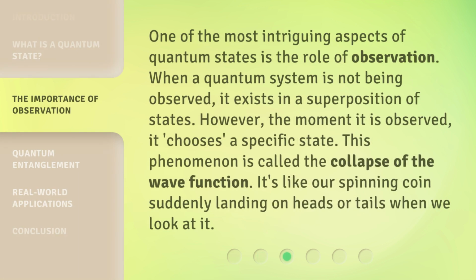One of the most intriguing aspects of quantum states is the role of observation. When a quantum system is not being observed, it exists in a superposition of states. However, the moment it is observed, it chooses a specific state. This phenomenon is called the collapse of the wave function. It's like our spinning coin suddenly landing on heads or tails when we look at it.